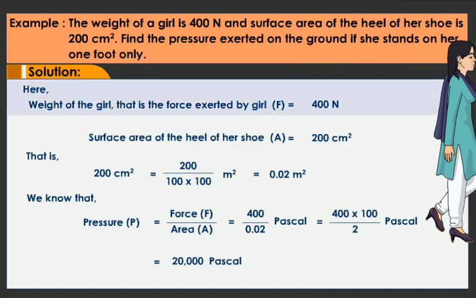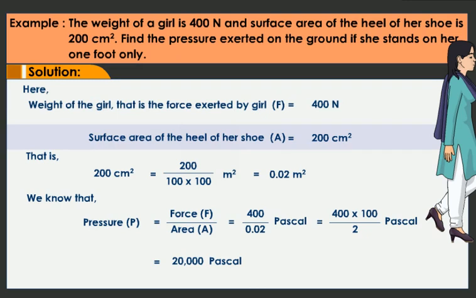Students, here the weight of the girl, that is, the force exerted by the girl, is denoted by F, which is equal to 400 Newton. The surface area of the heel of her shoe, denoted by A, is equal to 200 centimeters square.